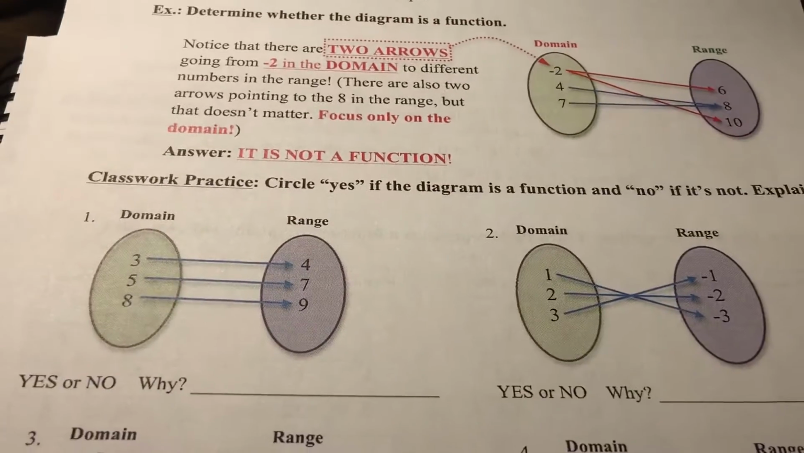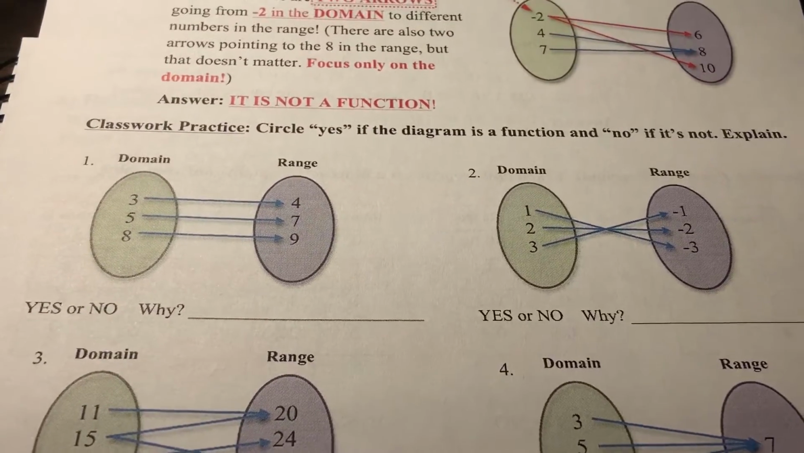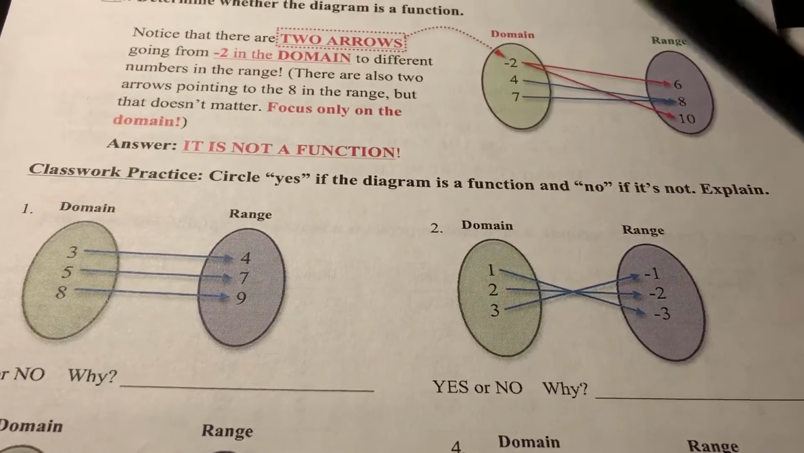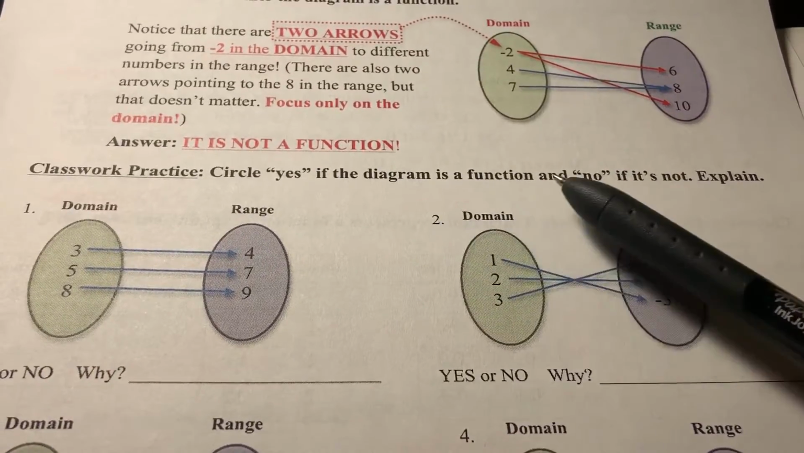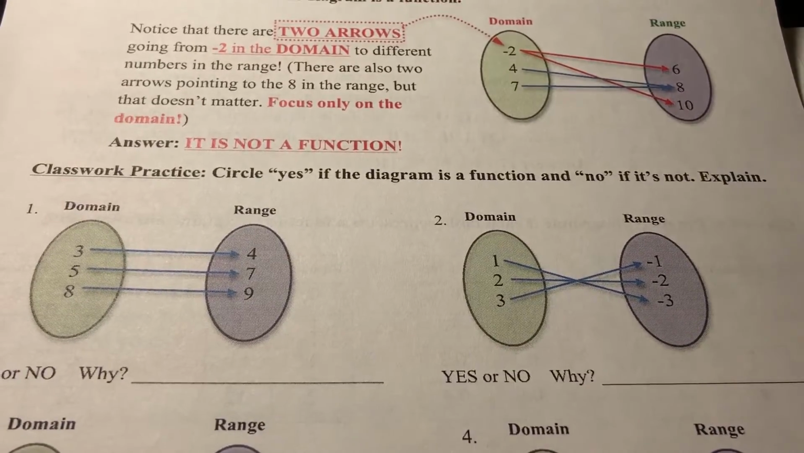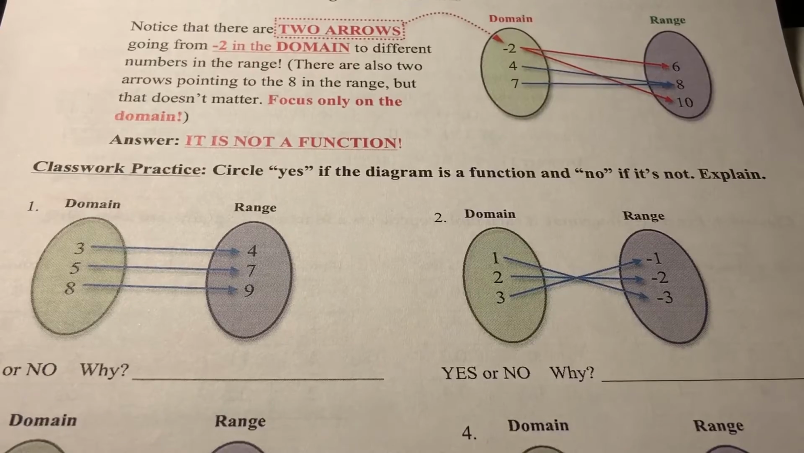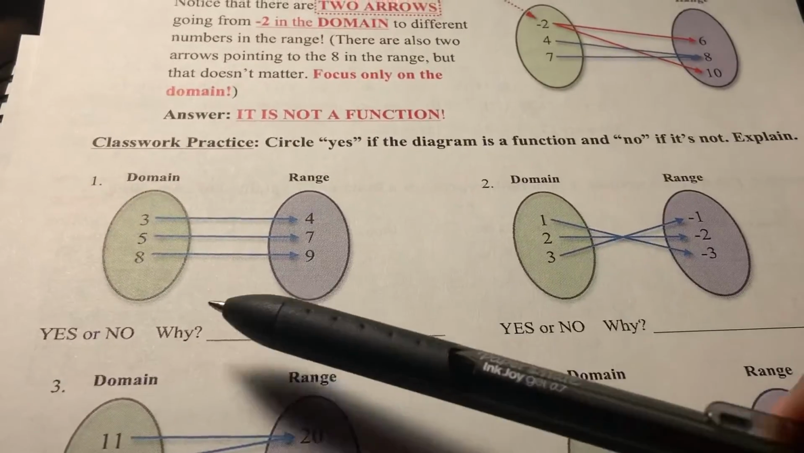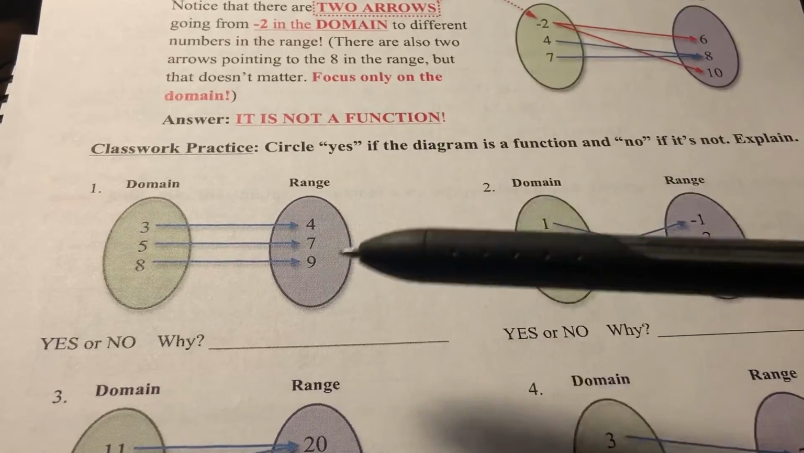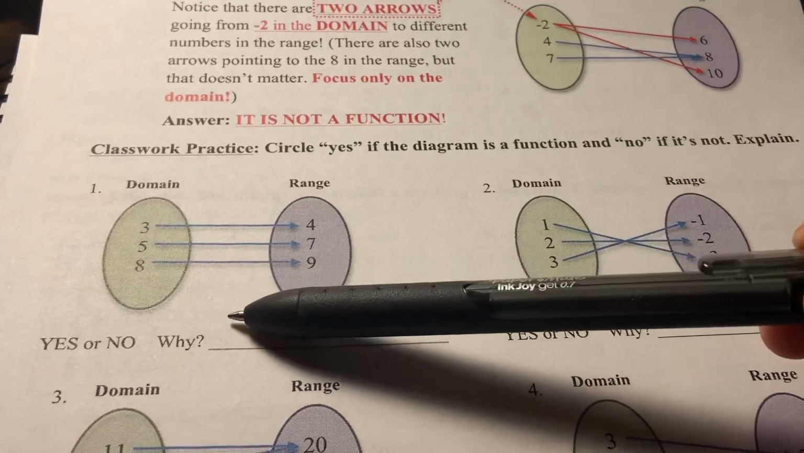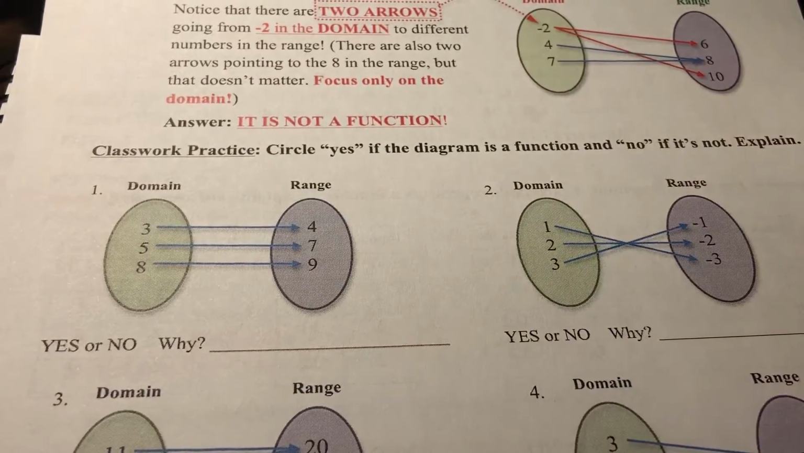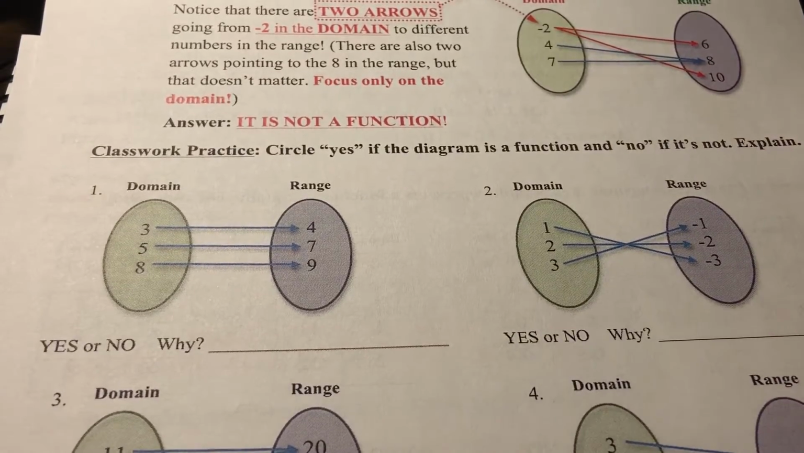Folks, you have 4 classwork practice problems. Okay? So it says, circle yes if the diagram is a function and no if it's not. Explain. The explanation part is important. Okay? It's important. So I know I'm giving you one small line for the explanation. Try your best to fit it in there. Okay? Maybe write one row of words on top and then another row of words in the bottom. Okay? Try your best. All right? But the explanation is very important.